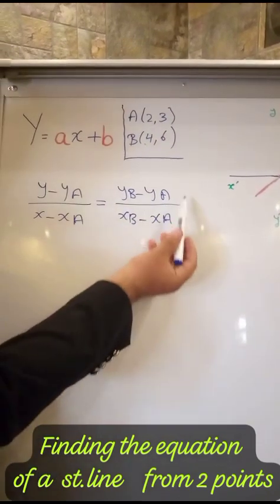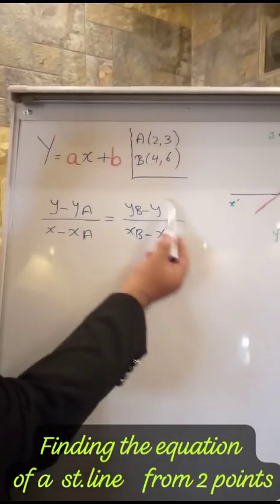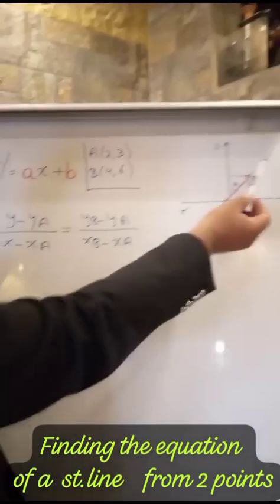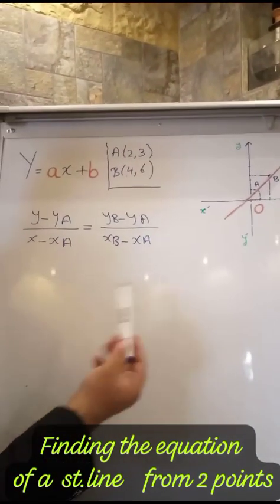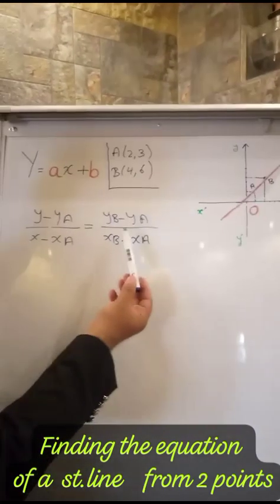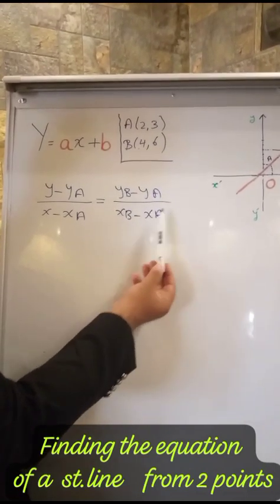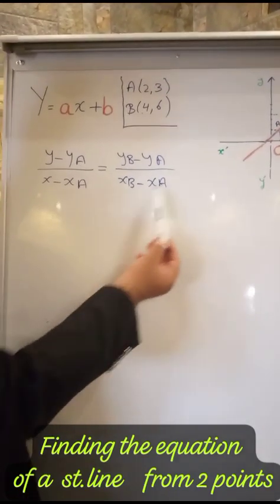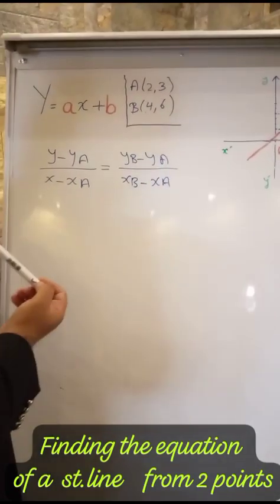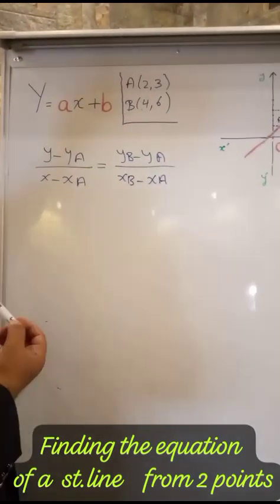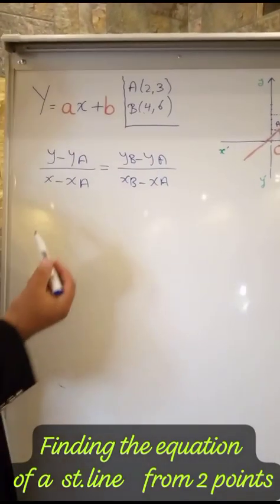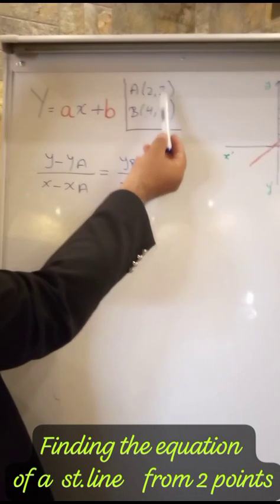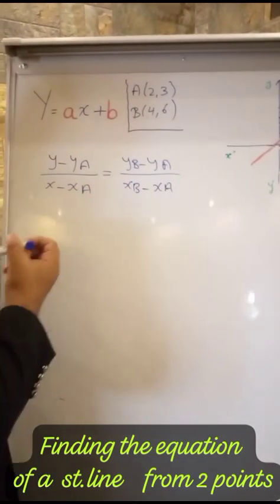So what about this ratio? This ratio is equal to the slope of the straight line AB, the slope of the straight line that passes through the two points. So the difference of y over the difference of x gives us the slope of the straight line AB. Now let's substitute the abscissa and the ordinate of A and the abscissa and the ordinate of B.